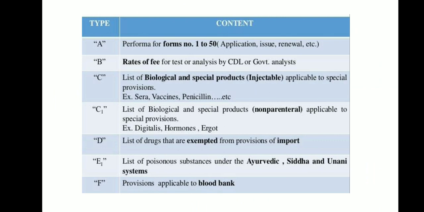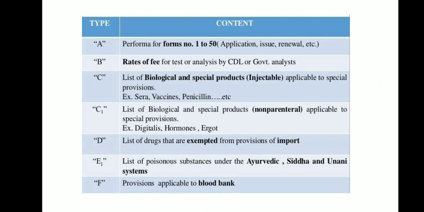Sometimes the question will come like this: vaccines come under which schedule? They will give the options, and you have to opt for Schedule C. If it is digitalis, you have to opt for C1. So what is the main difference between C and C1? C is the list of biological and special products, which are injectable. C1 is also a list of biological and special products, but they are non-parenteral. Hope you understood the difference between C and C1.